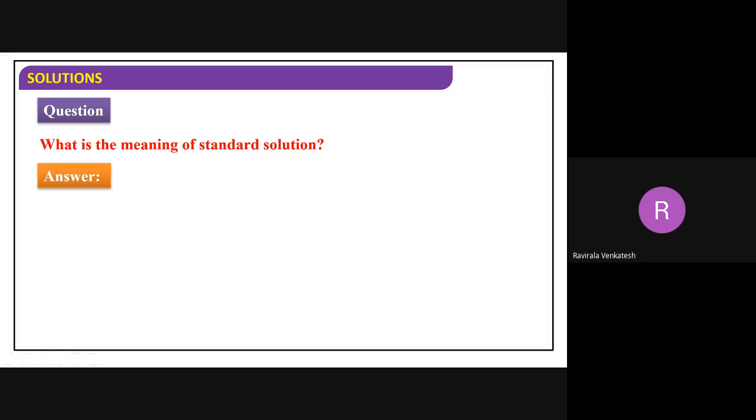What is the meaning of standard solution? This will come across in practicals. We see in practicals, when you are doing volumetric analysis, a standard solution will be there. What is the meaning of standard solution? Tell me. When you keep a solution on the stand, it's called standard solution? Keeping a solution on a stand is called standard solution? What is the meaning of standard solution? Anybody? Because you are brilliant students, tell me the answer. What is the meaning of standard solution? Yes?